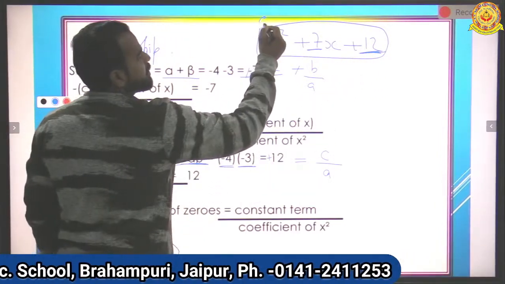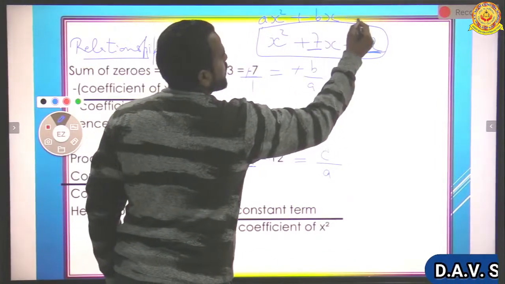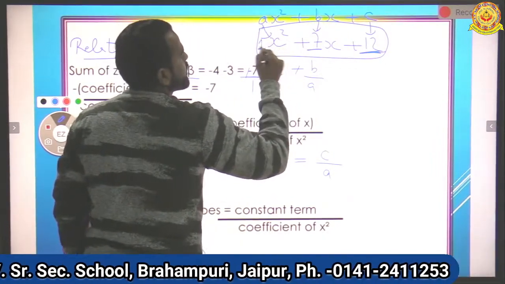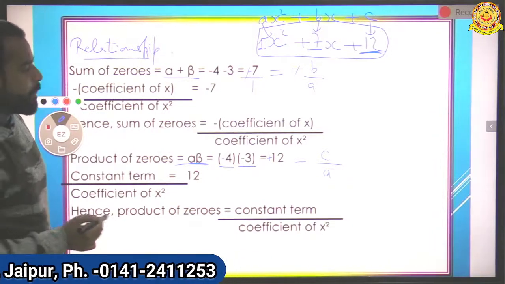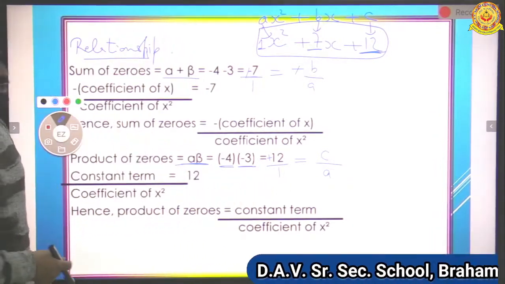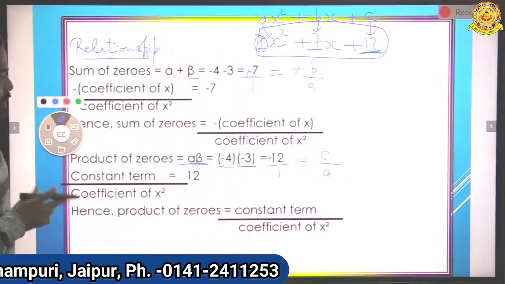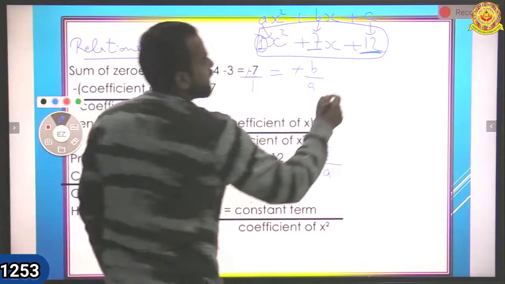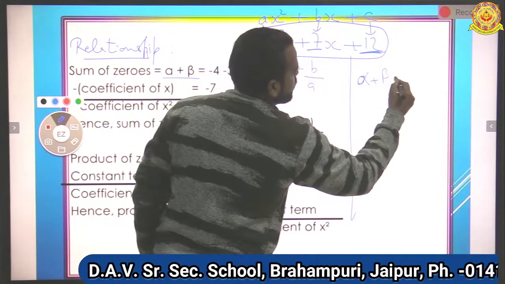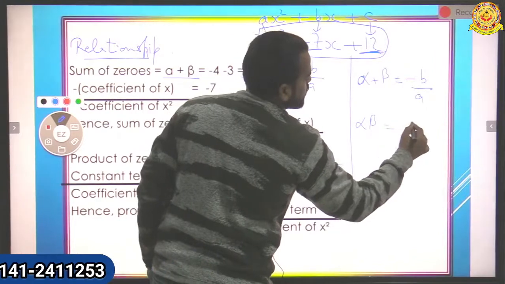We know that by the standard equation of the quadratic, ax square plus bx plus c, the c value is 12, b value is plus 7, a value is 1, because there is no coefficient of x square. Now the c value is 12 and the a value is nothing in the denominator, so we can put it 1. So a value is 1. That is perfectly alright. So hence we can say that it is proved that alpha plus beta, that means the sum, is equal to minus b upon a, and the product alpha into beta is equal to c upon a.